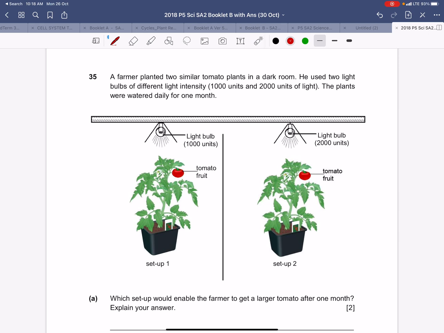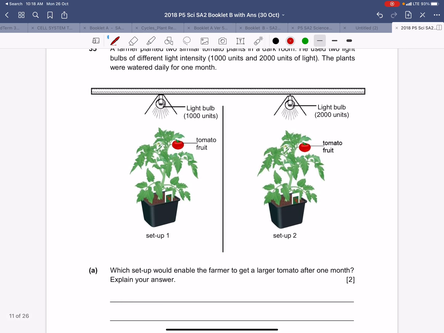Next, a farmer planted two similar tomato plants in a dark room. He used two light bulbs of different light intensities. The plants were watered daily for a month. Which setup would enable the farmer to get larger tomatoes after 1 month? Most of you were able to correctly identify that it would be setup 2. Why? Because there was higher light intensity. So higher light intensity means that more photosynthesis can occur.